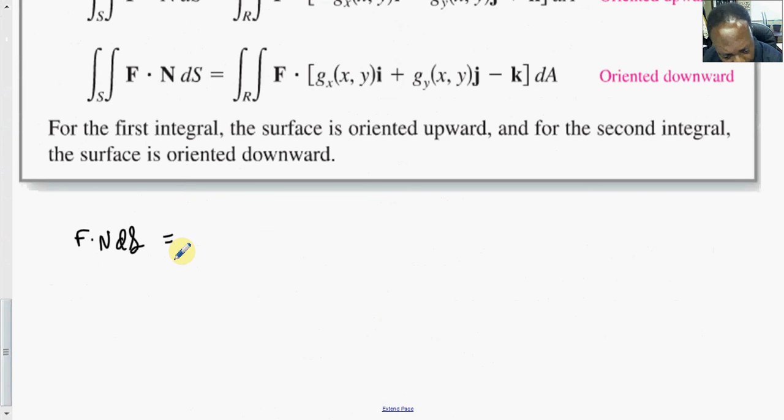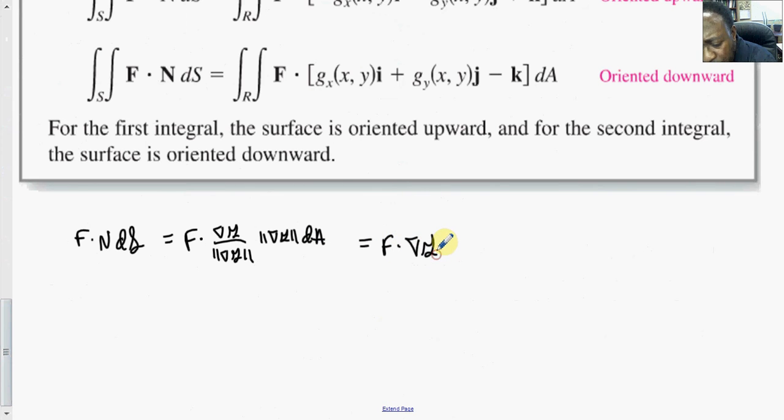So this is F dot with N, where N is the gradient of G divided by the norm of the gradient of G. And dS, you recall, is the norm of the gradient of G times dA. So here the norms cancel out. This is F dot with the gradient of G dA.